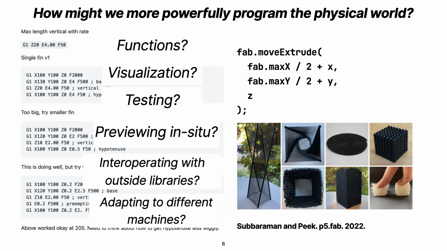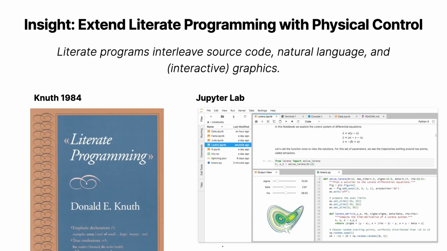One path forward is literate programming, where programs comprise natural language, illustrations, and interactive elements interleaved with source code. Computational notebooks, an example of literate programming, are commonly used in scientific computing, machine learning, and related fields which deal with digital data. But could we extend notebooks to the physical world as well?